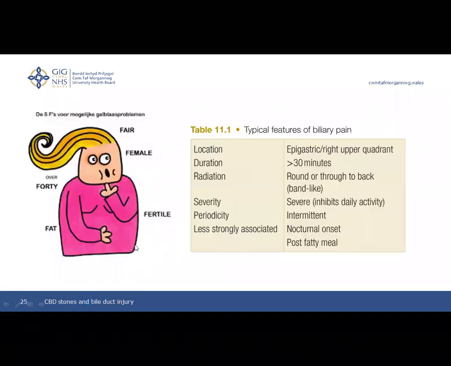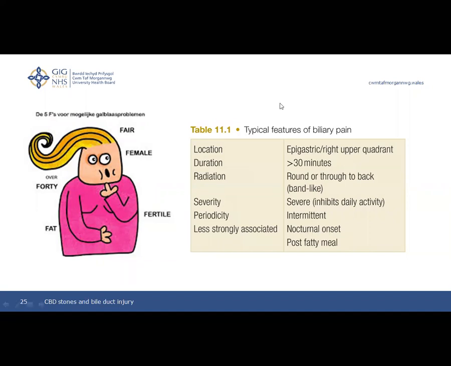And the reasons for stone formation, everyone knows, is the 5F mnemonic. It is more common in females, fertile females, those who are fatty and in their 40s, and those who are fair or Caucasians, or those in the Western world.